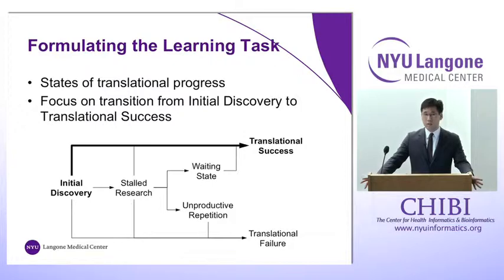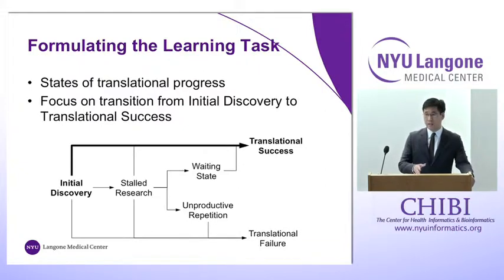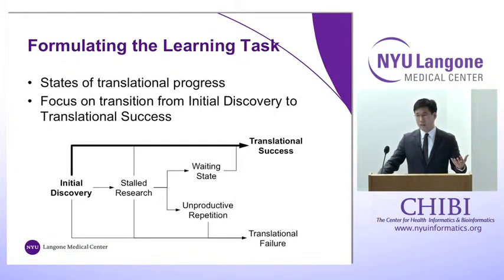I defined a number of states of translational progress. For instance, one state is the initial basic science discovery, the discovery of a gene or a target. And then the end goal is the translational success: is it cited by a guideline? A number of other states could be stalled research, if you think of research happening over a number of years where papers are being published, but it's not clear yet if that's going to lead to success. Another possible state is a waiting state, where progress is being made, but another discovery in a related field is necessary before actual success happens. Now, this list of states is not meant to be exhaustive or complete. It's just some context to explain how I was thinking about it.